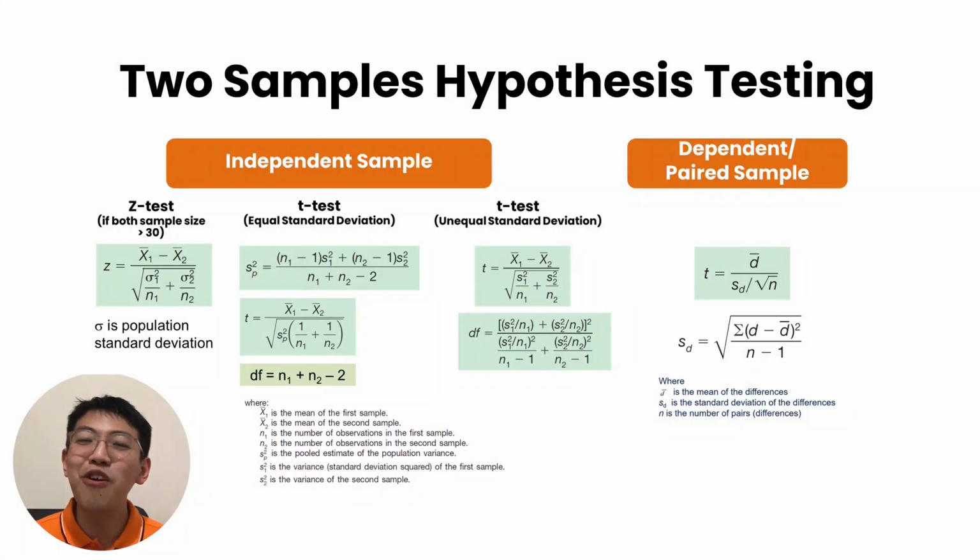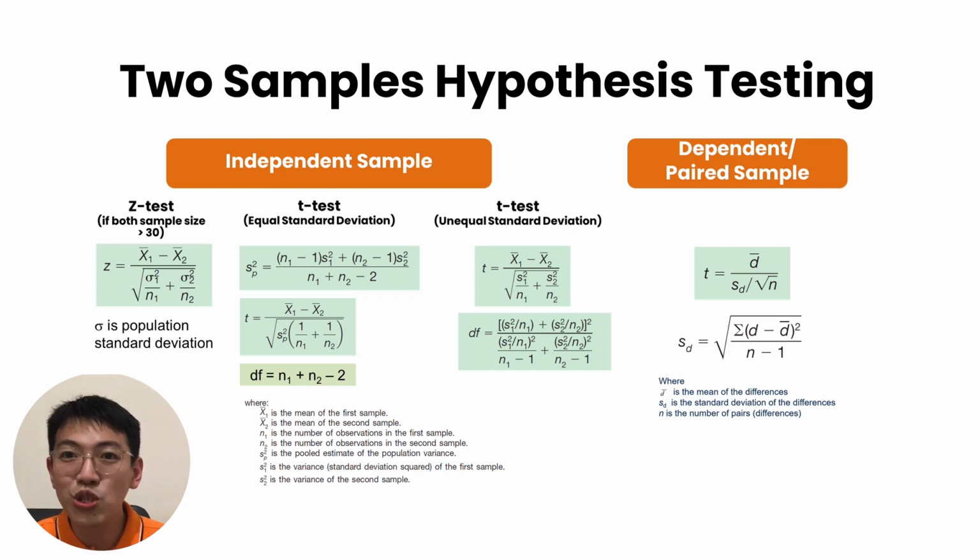These are the formulas of two samples hypothesis testing. The left side is the formula of independent sample. The right side is the formula of dependent or paired sample. In the independent sample, we can use Z-test and also T-test. Z-test is used when both sample sizes are higher than 30 and both population standard deviations are known. When one of the requirements is not met, we can use T-test.